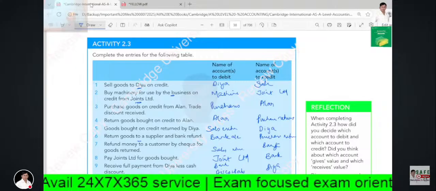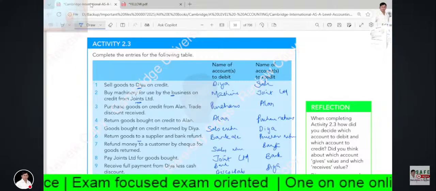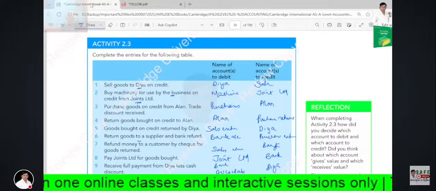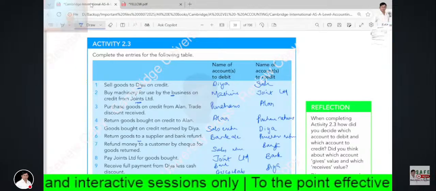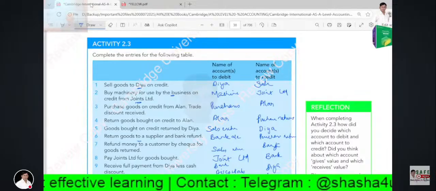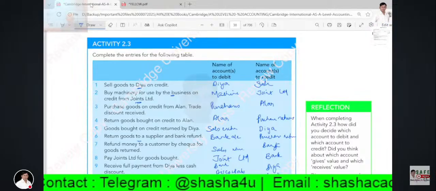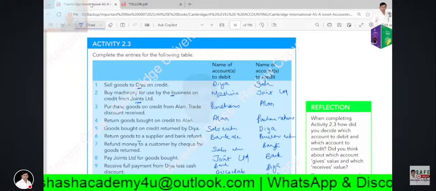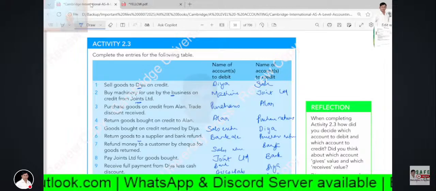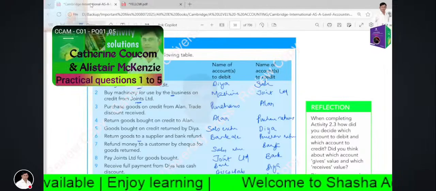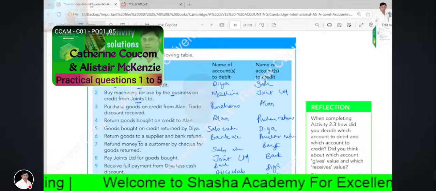Pay Allen for goods bought less cash discount. So here we have to pay Allen. Allen is the receiver of money, so Allen account will be debited. So we are paying. So money will go out from bank, and discount received is again discount received. The amount we are not going to pay because of discount, so that is gain. So discount received is a gain. So these are the entries.